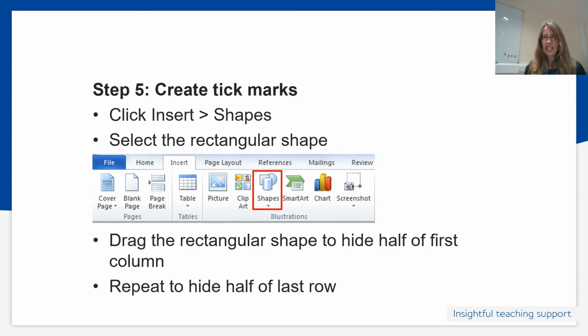I've mentioned already that tick marks are quite useful, enabling the pupil to line up the value with the grid line. So here we're going to select a shape. We've gone to the Insert menu and we're selecting Shapes, and I'm selecting a rectangular shape, which I'm going to use to hide half of that first column. You drag it and lengthen it so it covers half that first column. I'm then going to repeat that to hide half of the last row.